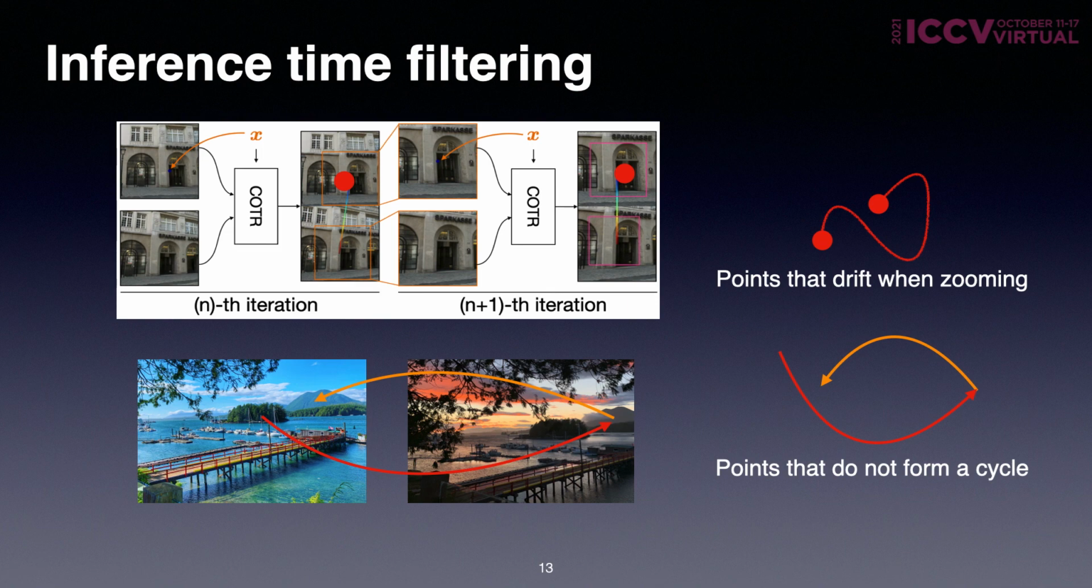It means the network thinks the previous prediction is wrong. Second, the prediction should be cycle consistent, which means if we feed the predicted result back to the network, it should return the query point. If the point doesn't satisfy the cycle consistency, we also reject it.